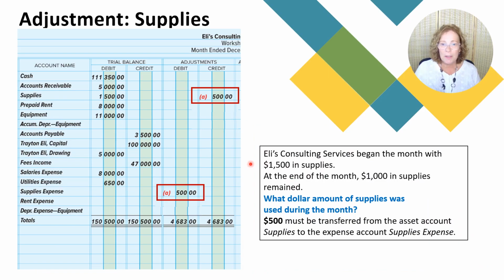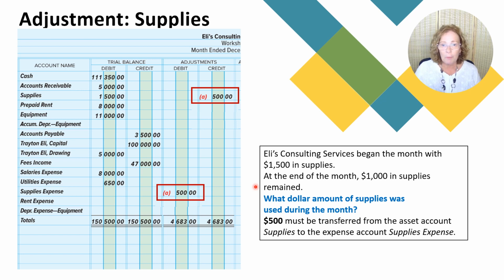The very first transaction is related to supplies. Eli's Consulting began the month with $1,500 in supplies. How do we know that? We can look at the trial balance column, and we can see the supplies account listed with the $1,500 amount in the debit column of the trial balance. At the end of the month, $1,000 worth of supplies are remaining, which means that Eli's Consulting used up $500.